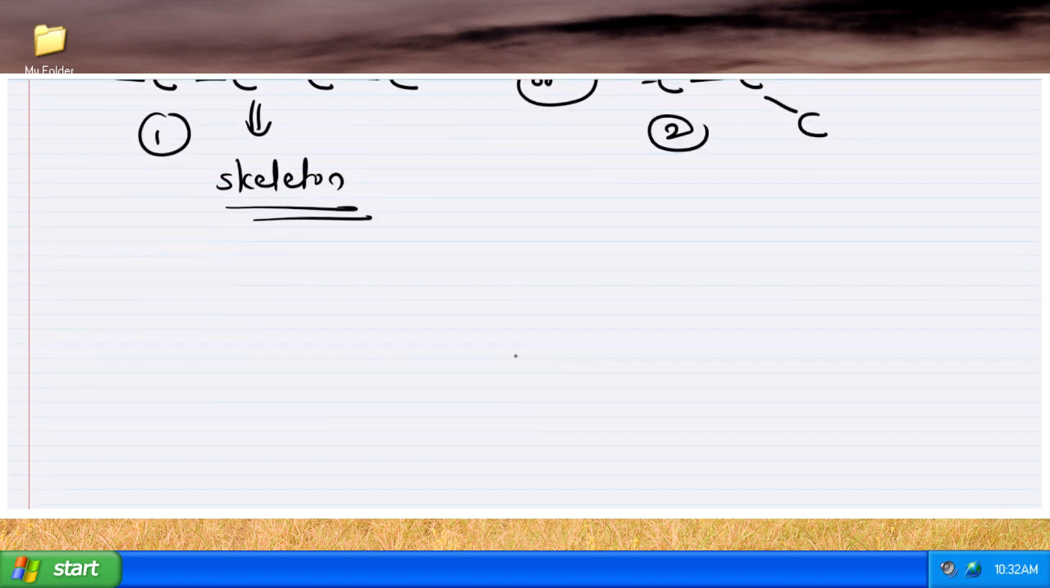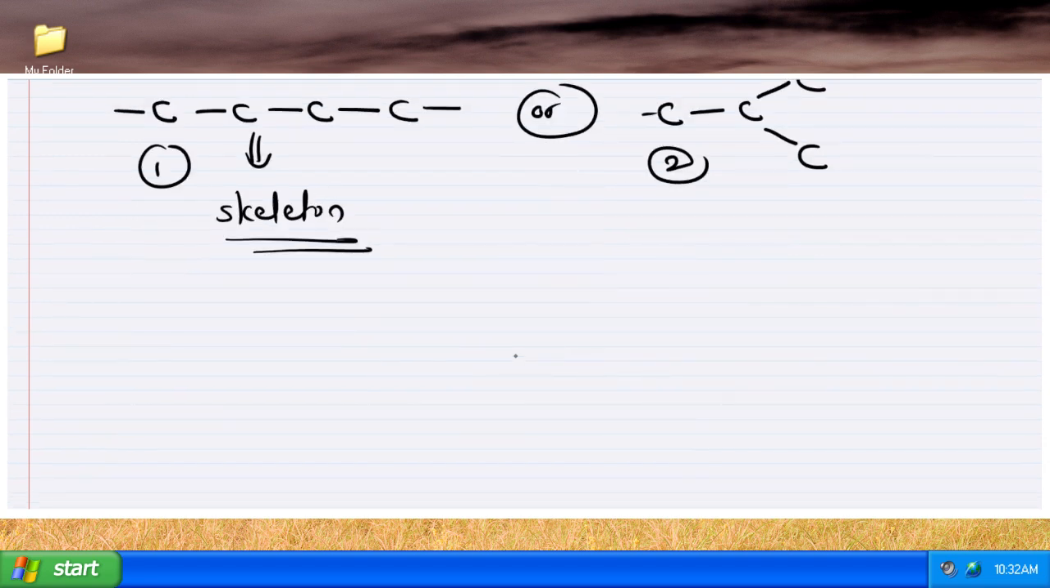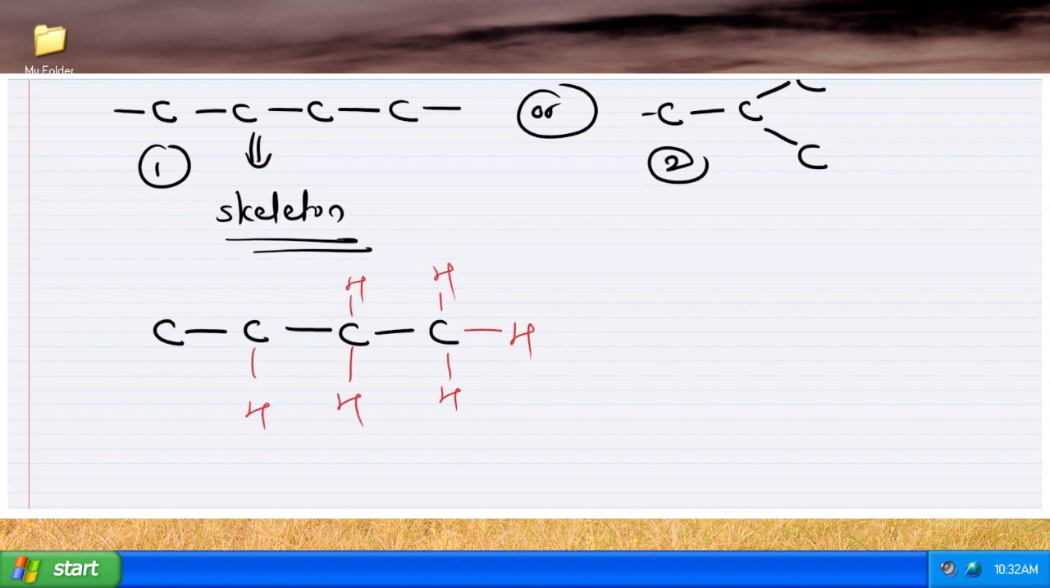So we have to just add on the hydrogens. So draw again, carbon, carbon, carbon, carbon, 4 carbons. And for showing hydrogens, we can show like this, hydrogen, hydrogen. Wherever you can see the emptiness, you have to fill it with hydrogen. So count with me how many carbons are there.